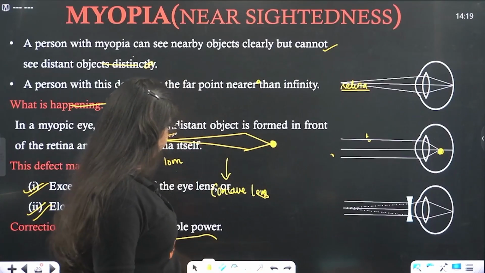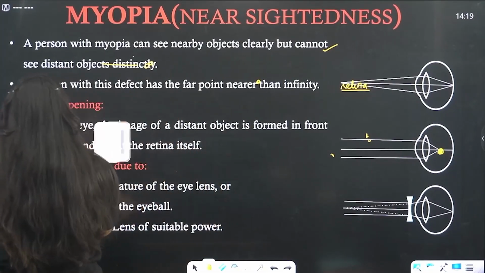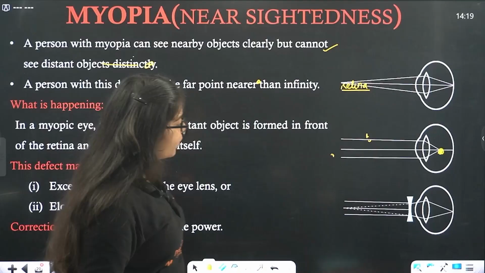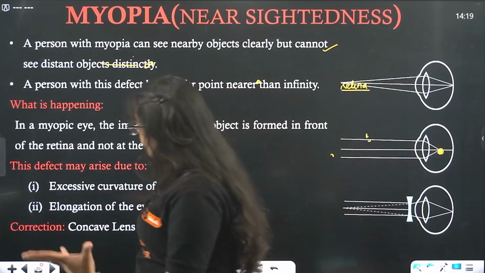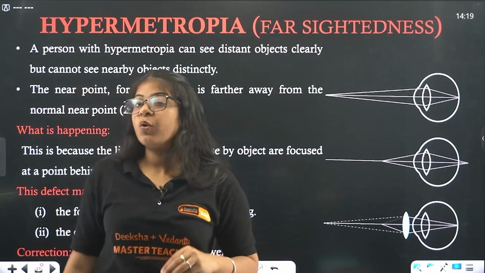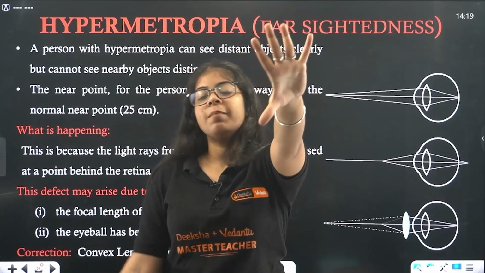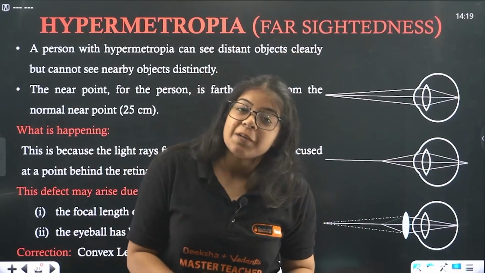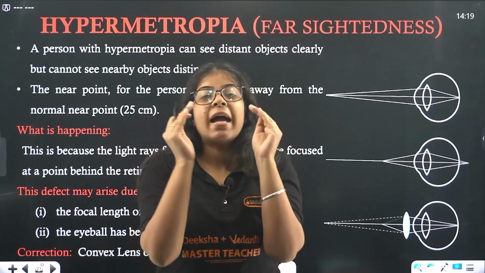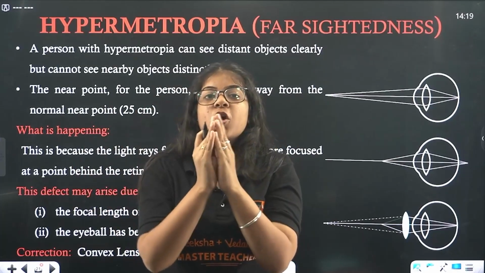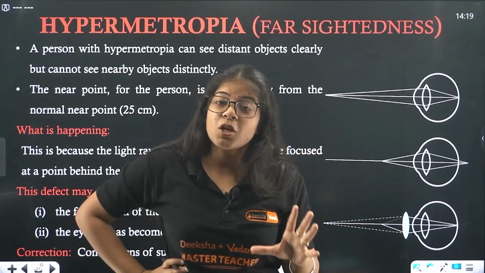So the next defect we have is hypermetropia. This was myopia. Next we have hypermetropia. Now it's just the opposite of what we studied. What we studied? We studied that in myopia I cannot see far away objects clearly, but I can see nearby objects clearly. In hypermetropia, I cannot see nearby objects clearly, but can see far away objects. This also happens. Yes. This happens a lot.